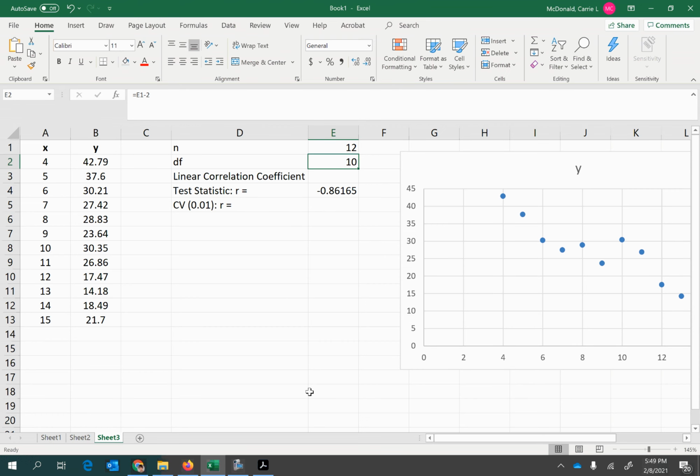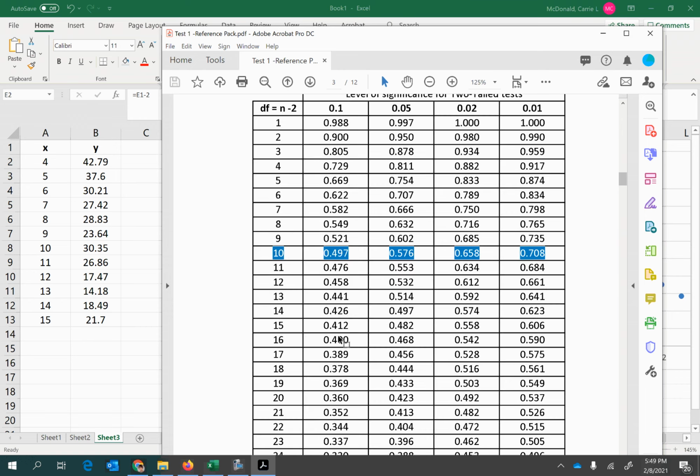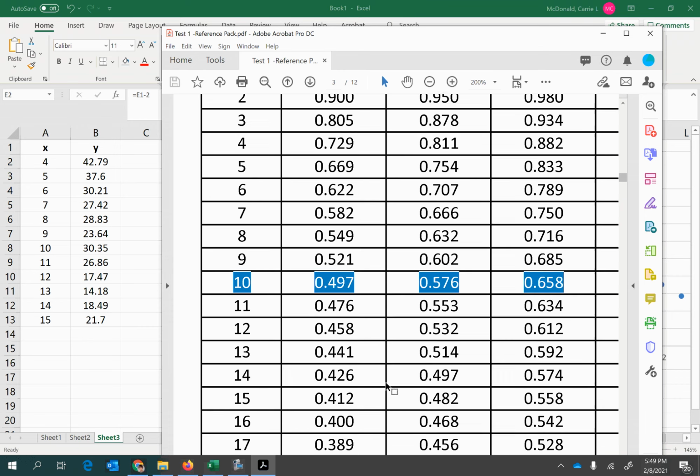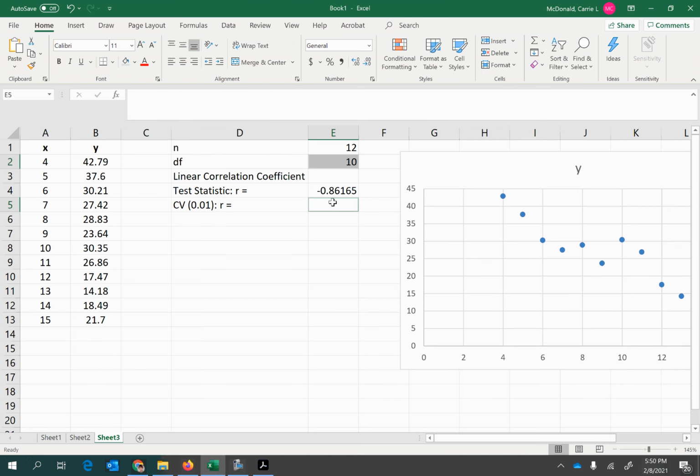So we want to look in the row with 10 degrees of freedom. So here you can see, if I can highlight this, this is the row we want to be in. And we want to line it up with 0.01 significance. So here is our critical value. And even though there's no sign on it in this table, you match the sign.